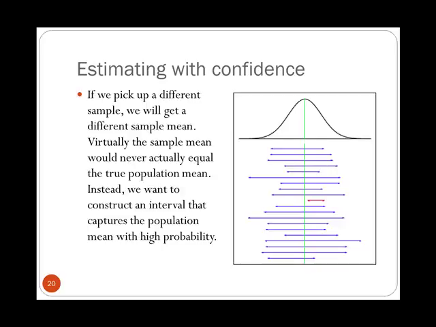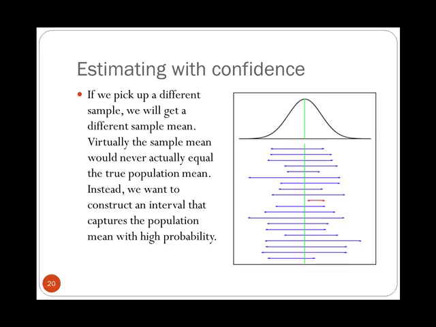In addition to point estimation, we can also construct a confidence interval. If we pick up a different sample, we will get a different sample mean each time. Virtually, the sample mean would never actually equal the true population mean, as you can see from the right-hand side. Each sample, the sample mean is not necessarily the same as the population mean. Instead, we want to construct an interval that captures the population mean with high probability.